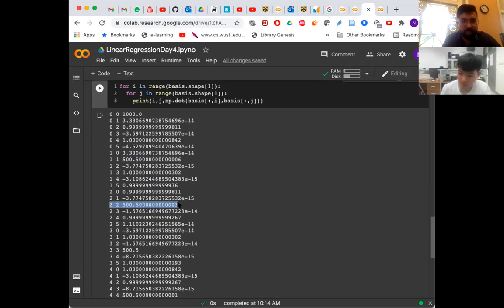So you can see that when i and j are equal, the dot product is high. For every other combination, the dot product is very low, which is a good thing, which means that A transpose A would have high positive numbers on the diagonal and very small numbers everywhere else, which means that its inverse would be easily calculated. Okay.